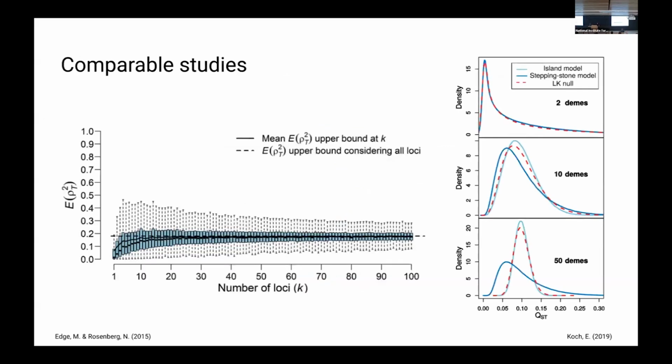As I just mentioned, the Whitlock study is not the only one that points in this direction. The Edge and Rosenberg paper found that the expectation of QST is capped from above by the ratio of averages FST, and it is exactly lower than that for traits controlled by few loci. And Koch, using another approach, proved that the Lewontin-Krakauer null distribution is a good approximation for demographic models without spatial structure, like the symmetrical island model.